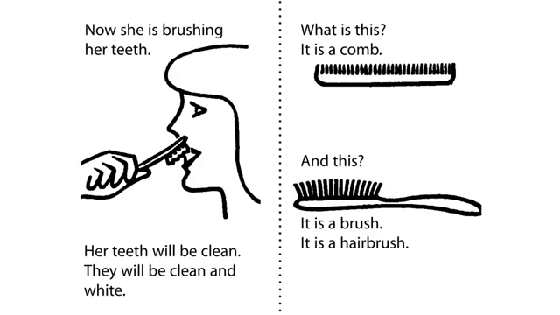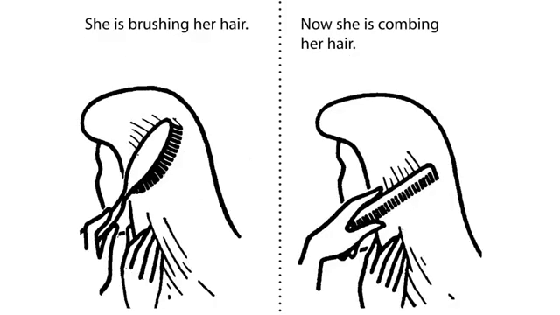What is this? It is a comb. And this? It is a brush. It is a hairbrush. She is brushing her hair. Now she is combing her hair.